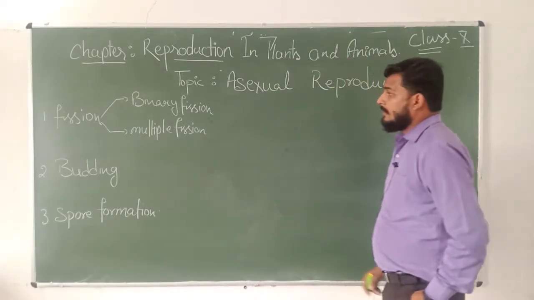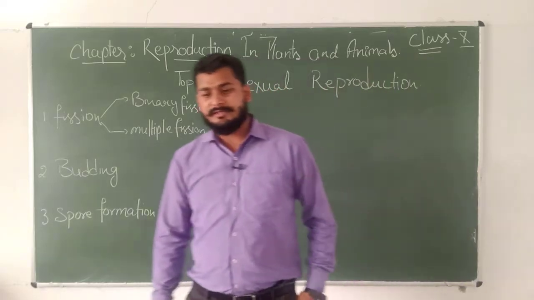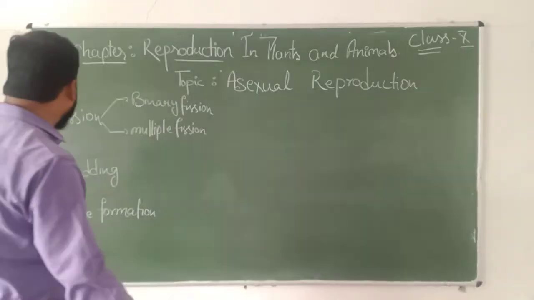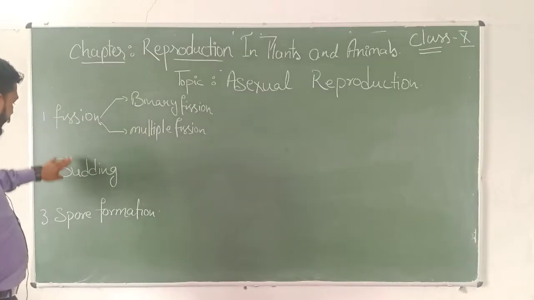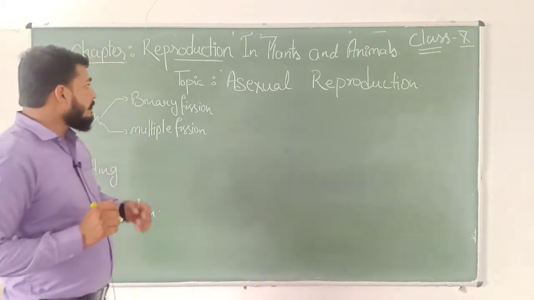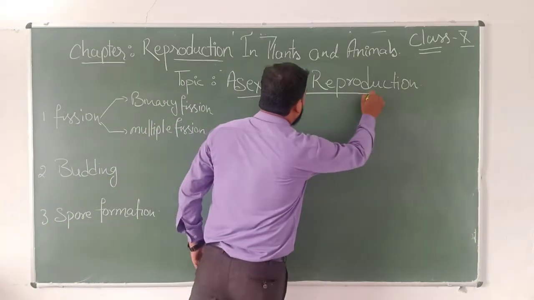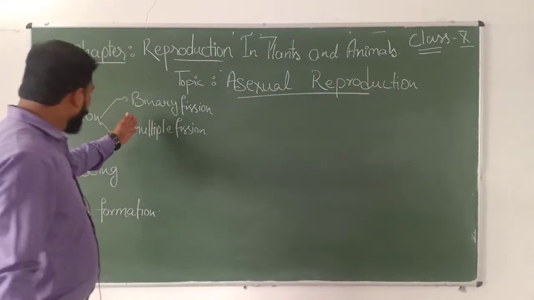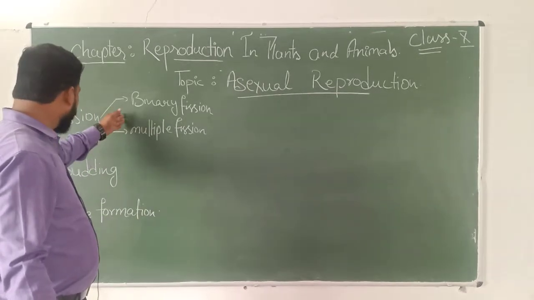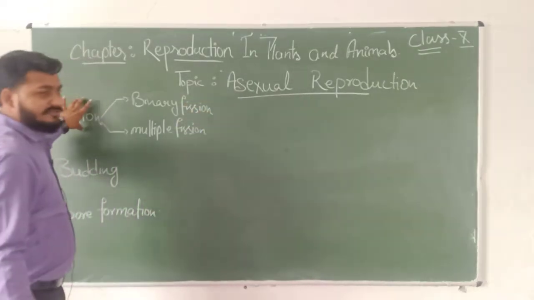Okay, good morning class. Once again we are here to discuss asexual reproduction, and today we are going to talk about three topics under asexual reproduction. We'll talk about fission, we'll talk about budding, and we'll talk about spore formation. So when we classify asexual reproduction, we get a few channels we'll discuss. Let us start with fission.